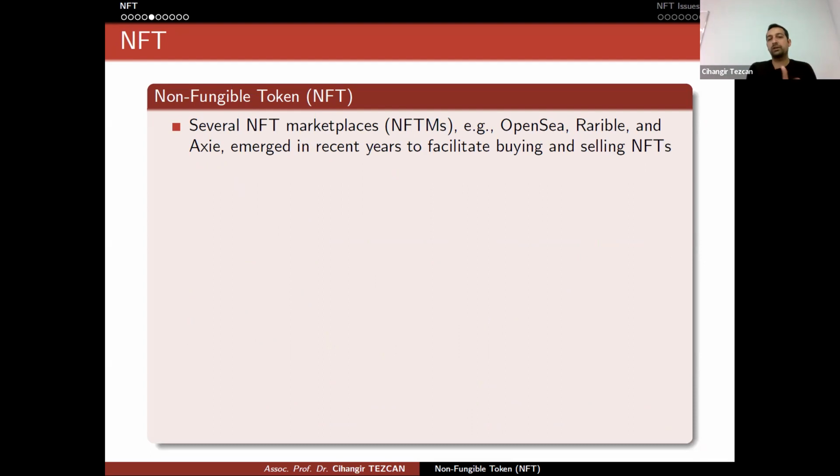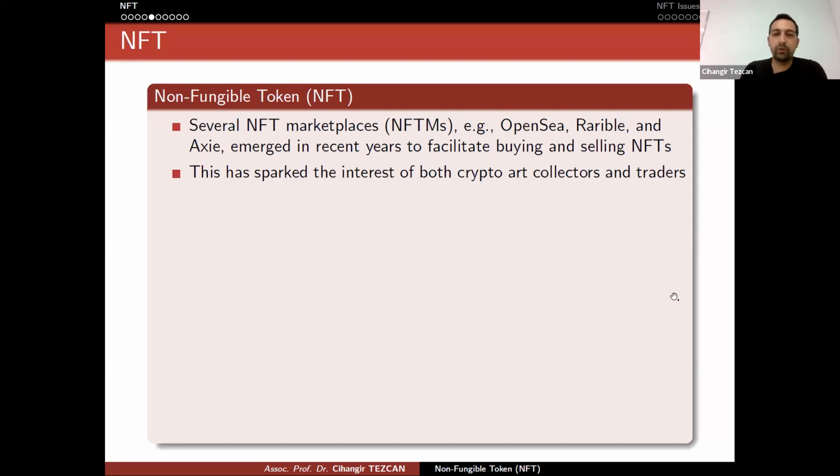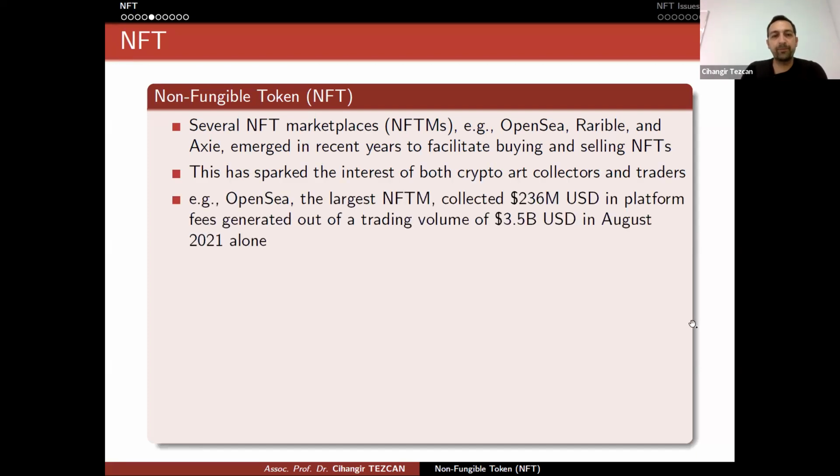So you actually transfer your ownership to the marketplace, which sells it for you, and so on. This has sparked the interest of both crypto art collectors and traders. For example, OpenSea, the largest NFT marketplace, collected more than $300 million in platform fees generated out of a trading volume of $3.5 billion in August 2021 alone. So this amount is the money that is spent on the NFTs.